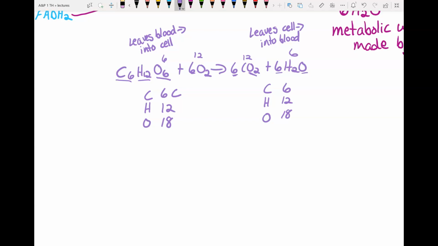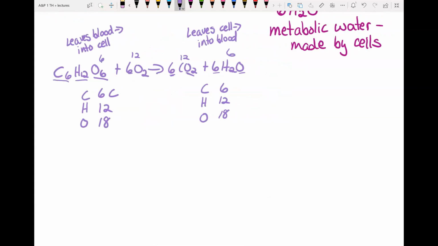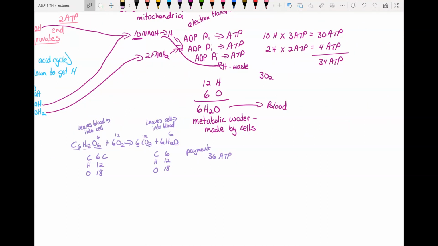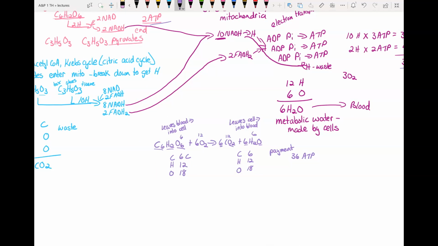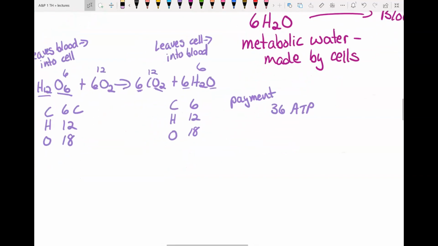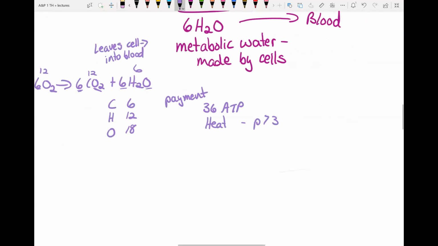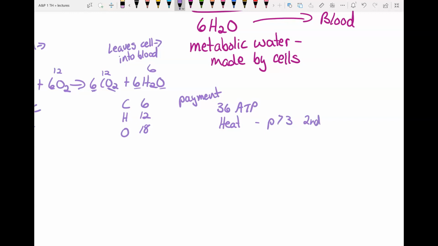The reason you do this conversion is your payment. What does your cell gain by doing this conversion? Well, it gets 36 ATP. We had 34 ATP here at electron transport. We had 2 ATP here from glycolysis. So that gives us 36 ATP altogether. You also get heat. If you look at page 73 in your book, it talks about the second law of thermodynamics.